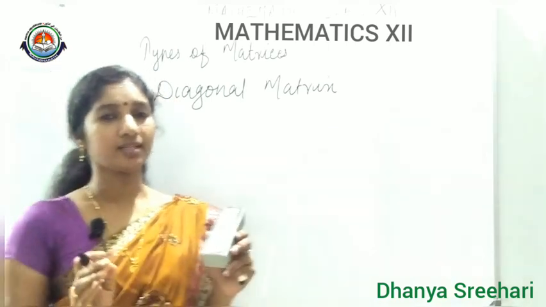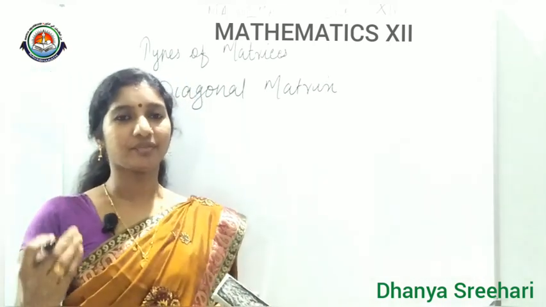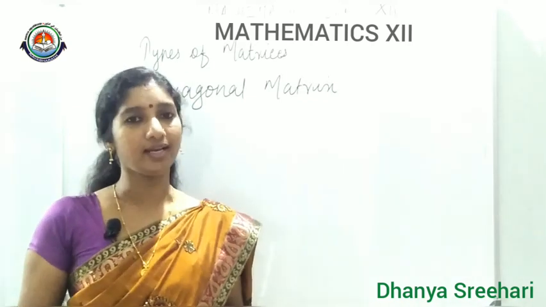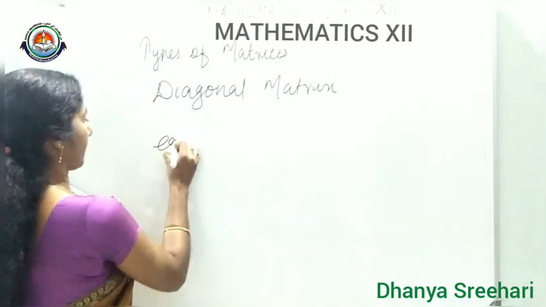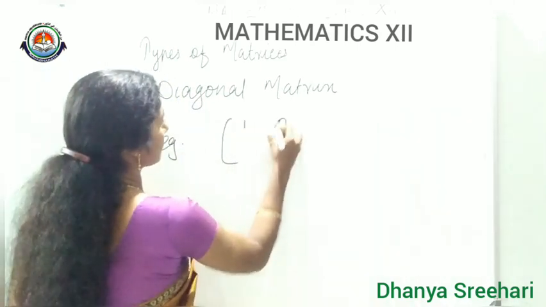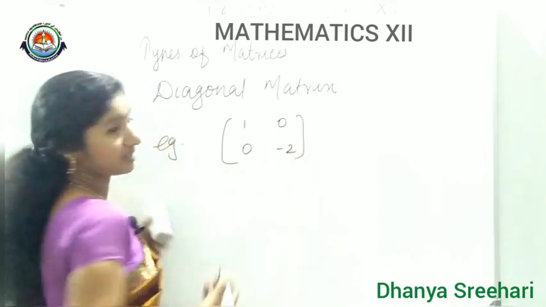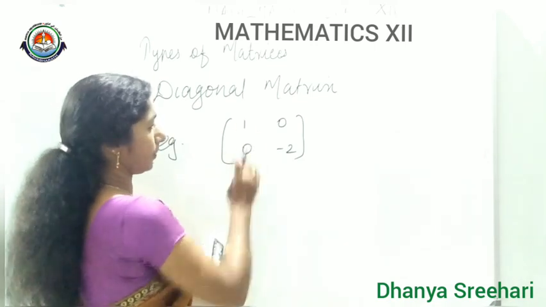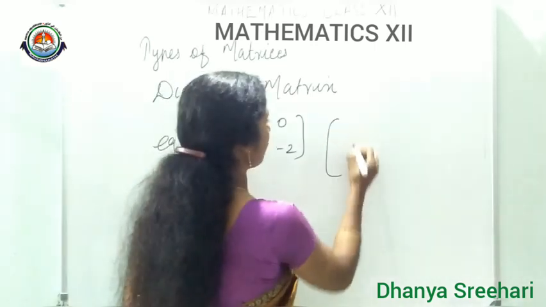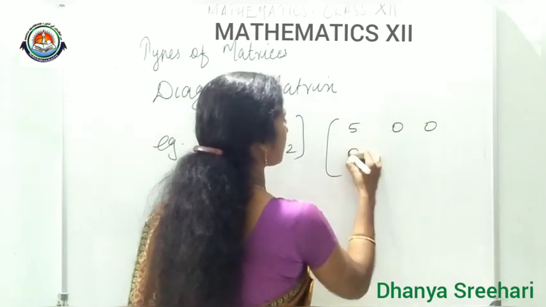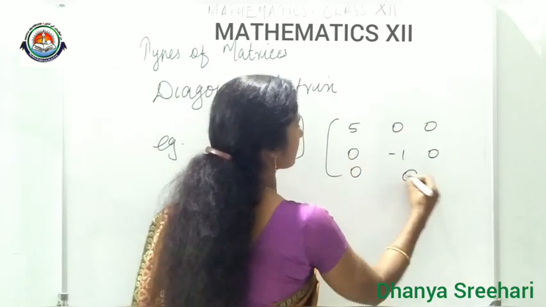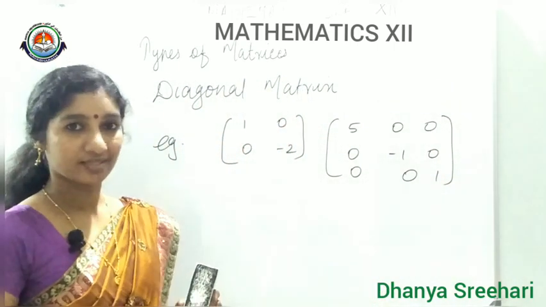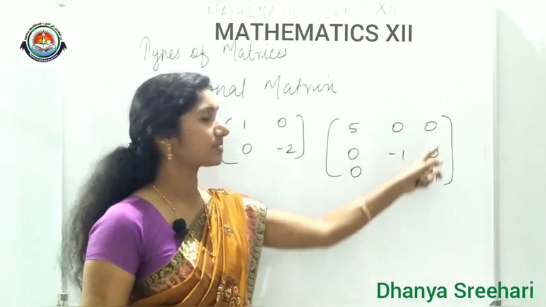See, in a square matrix, if the non-diagonal elements are 0, then we will call it a diagonal matrix. Example: 1, 0, 0, minus 2. This is an example of a diagonal matrix, since non-diagonal elements are 0, and we are considering the main diagonal. Next: 5, 0, 0, 0, minus 1, 0, 0, 0, 1. This is also a diagonal matrix since its non-diagonal elements are 0.